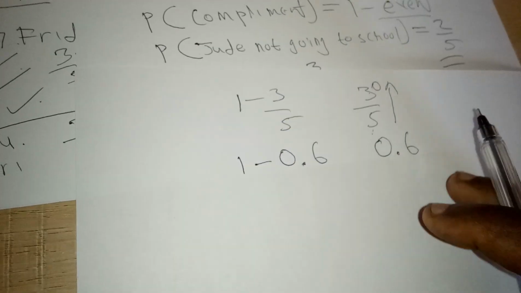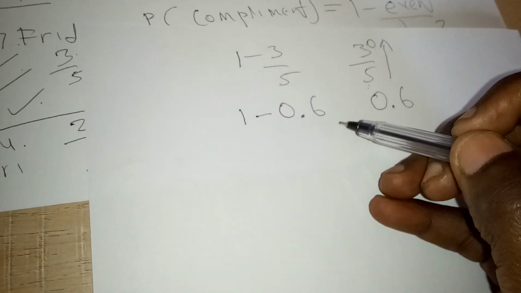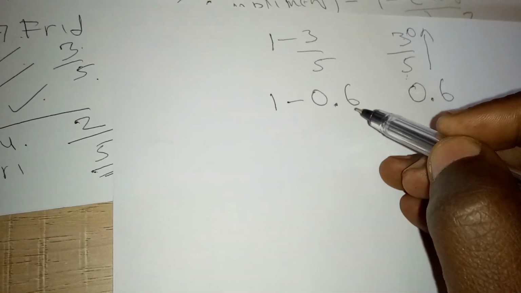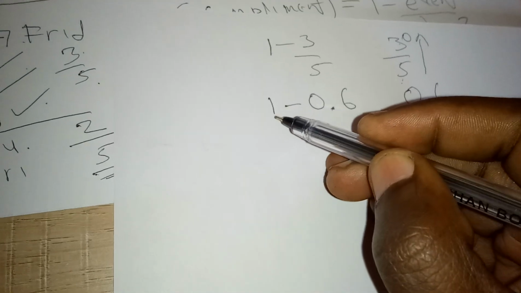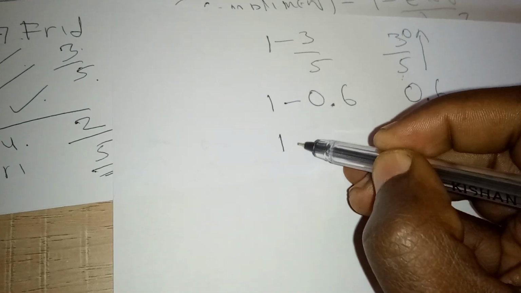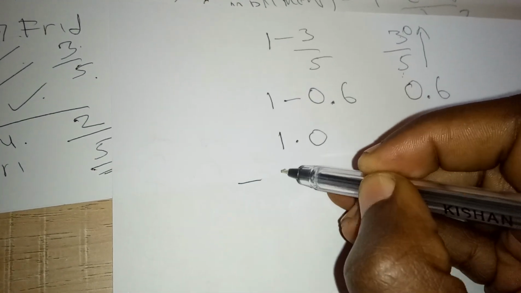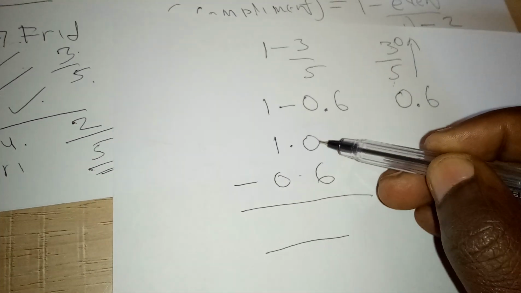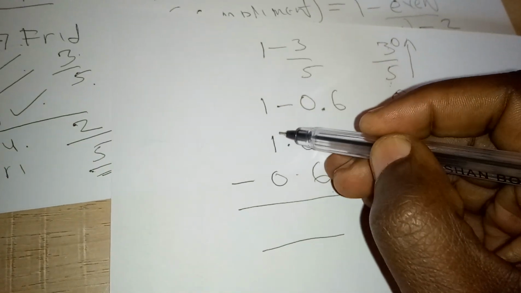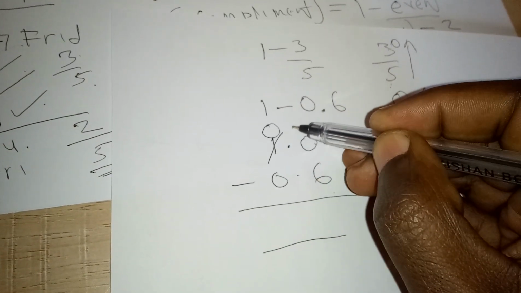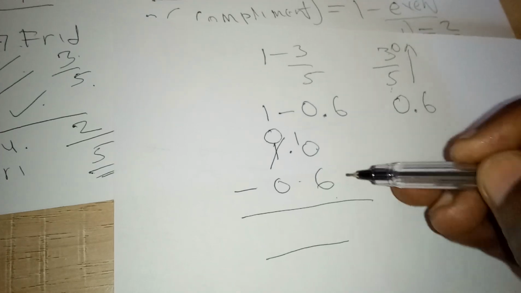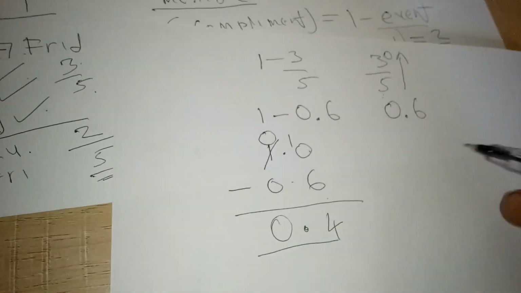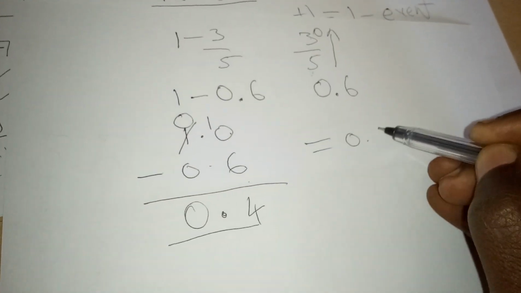Now what is 1 take away 0.6? We know that 1 is bigger than 0.6, so 1 should be on top when subtracting. But take note that 0.6 has 1 decimal place, so make 1 with 1 decimal place. So it will be 1.0 take away 0.6. What is 0 minus 6? It can't, so we borrow 1 from 1. This becomes 0, this becomes 10. 10 minus 6 is 4. Here there is a point. 0 minus 0 is 0. So the answer will be 0.4.